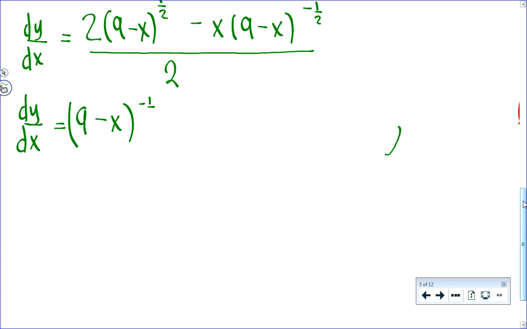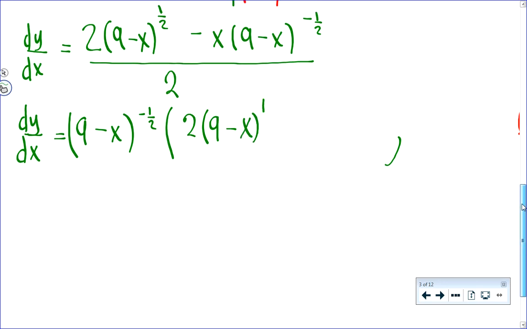Remember, you factor out the lowest exponent. That leaves me with 2 times 9 minus x to the 1. When I add the exponent of 1 to the exponent I took out, which is negative a half, it gives me 1/2. And then I have minus x. This is over 2.